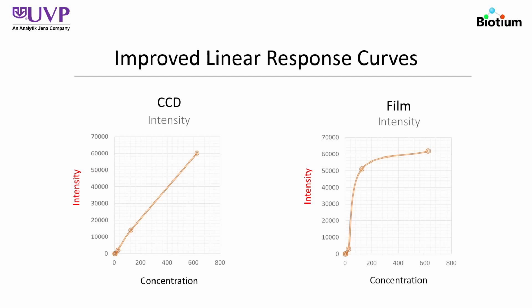CCDs also have a much wider range of linearity, which is another way of saying they see both bright and dim portions of the sample without saturating. And you compare the range of linearity over a wide range of concentration with CCD to film, and you can see the film under the same conditions saturates out very quickly to give you much less linear region and much less dynamic range.